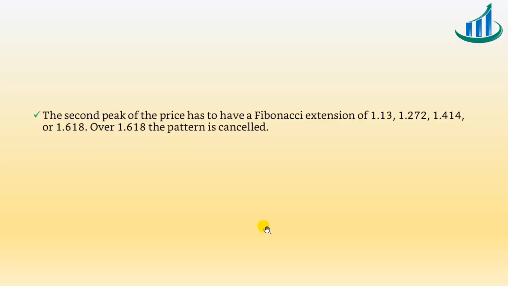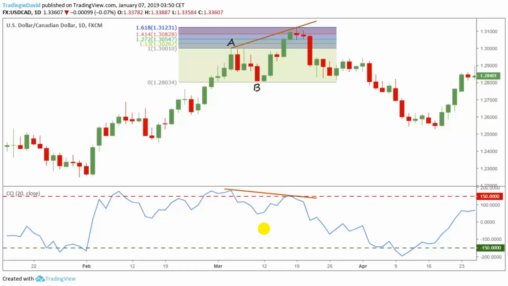Then, the second peak of the price has to have a Fibonacci extension of 1.13 or 1.272 or 1.414 or 1.618. Over 1.618, the pattern is cancelled. An example you can see with the US dollar Canadian dollar daily chart, with the second peak of the price at a 1.618 extension of Fibonacci.